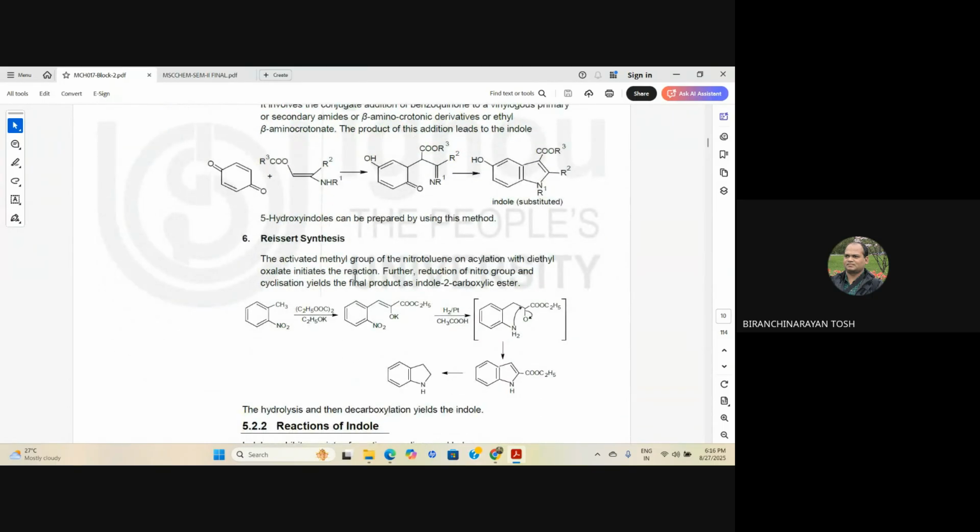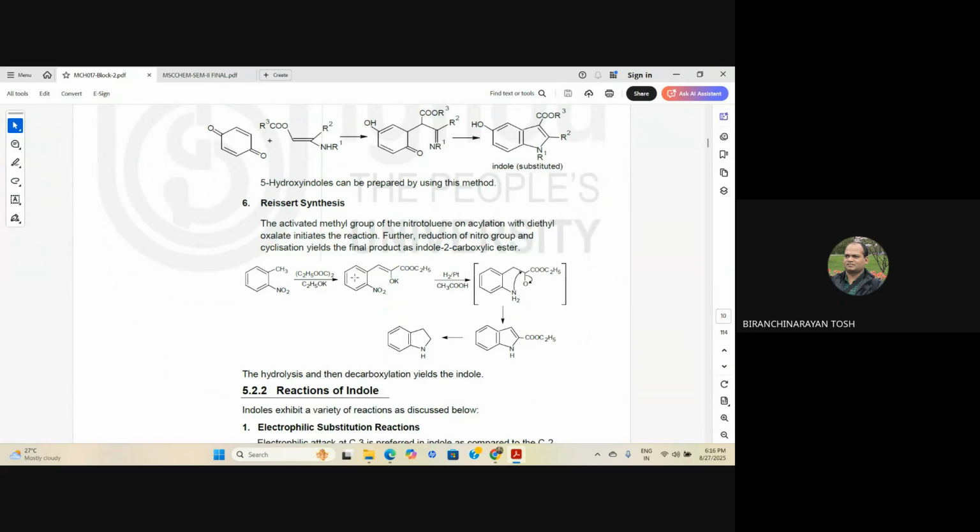In the Reissert synthesis, here we have to take a compound which has an active methylene group. The activated methyl group of nitrotoluene on acylation with diethyl oxalate initiates the reaction. Further, reduction of the nitro group and cyclization yields the final product, indole-2-carboxylic ester. Finally, upon hydrolysis, decarboxylation yields indole.